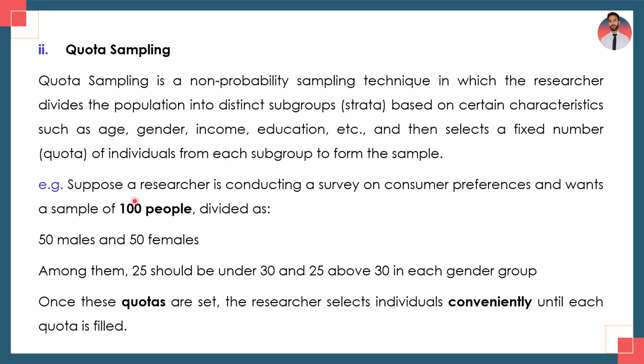For example, suppose a researcher is conducting a survey on consumer preferences and wants a sample of 100 people divided as 50 males and 50 females. Among them, 25 should be under 30 and 25 above 30 in each gender group. Once these quotas are set, the researcher selects individuals conveniently until each quota is filled. Now students, in quota sampling, first of all we have already set the criteria and then select the sampling units until the criteria is filled.